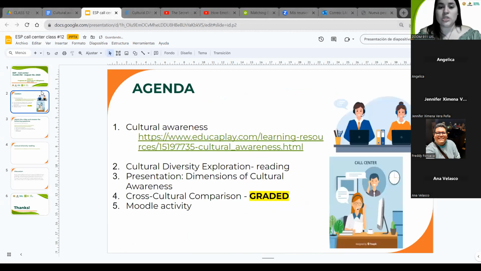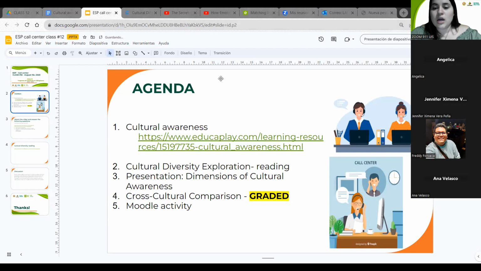We are going to start with one short activity as a warming up about cultural awareness. Then we are going to watch a video about this, and we are going to do a reading activity about exploration of cultural diversity. Then you are going to work in groups. This activity is going to be graded, okay?